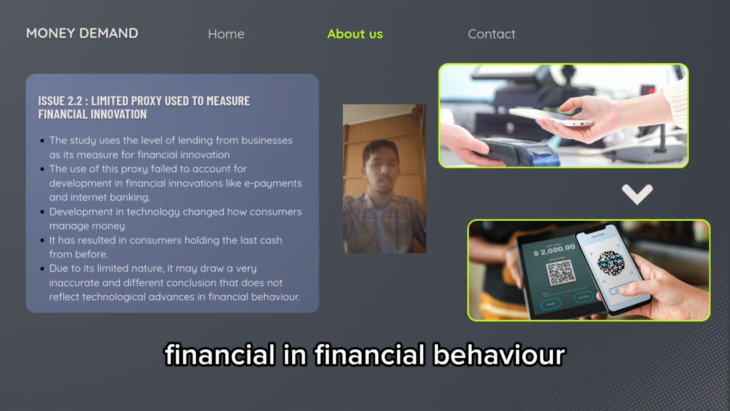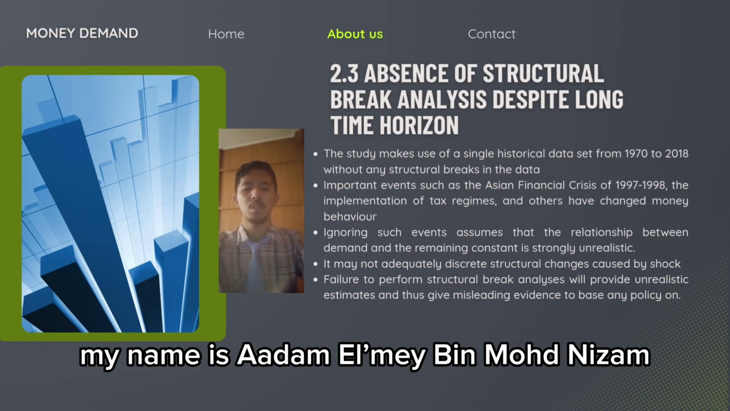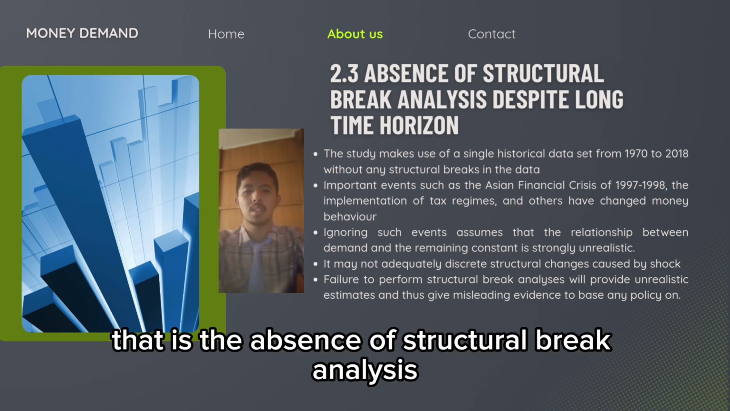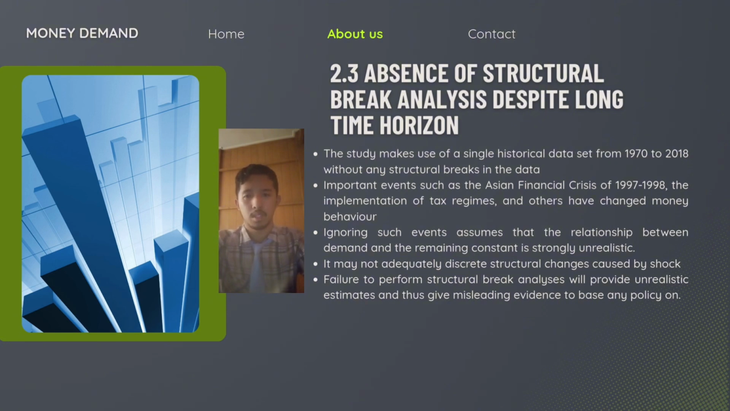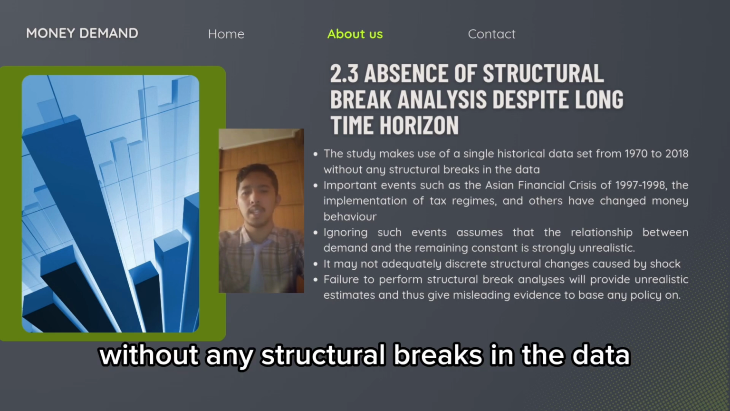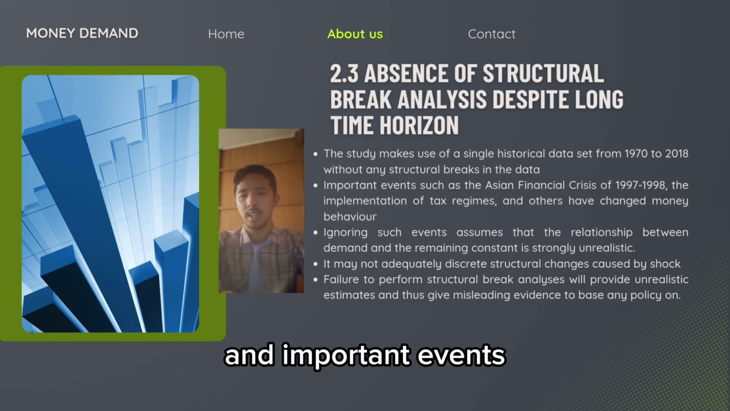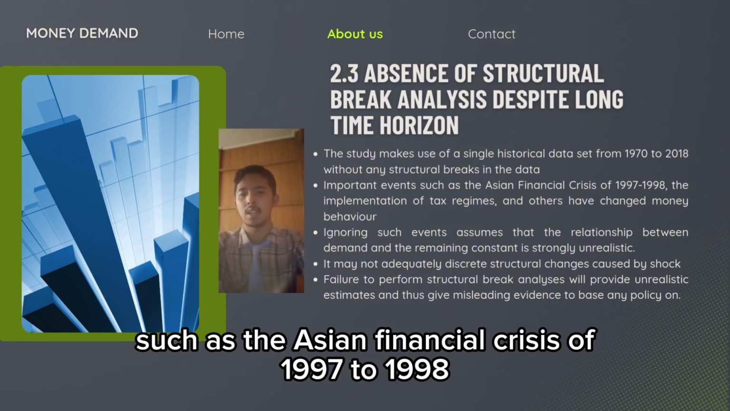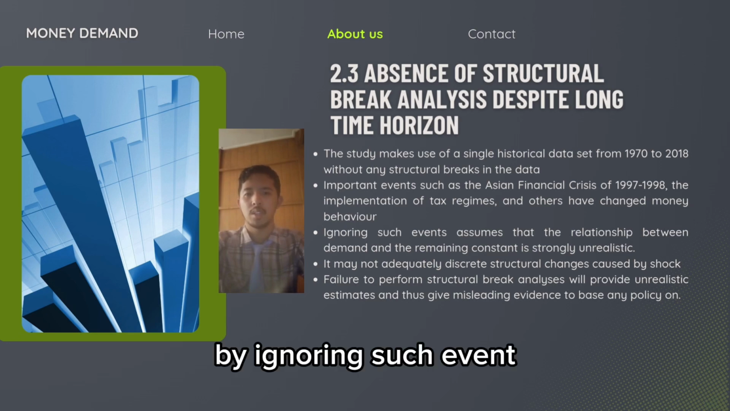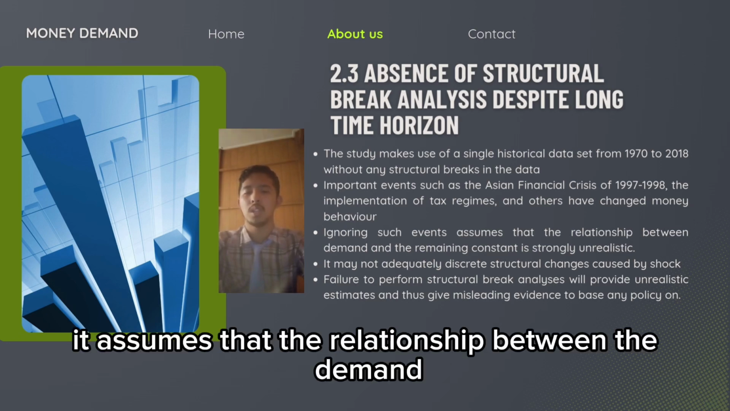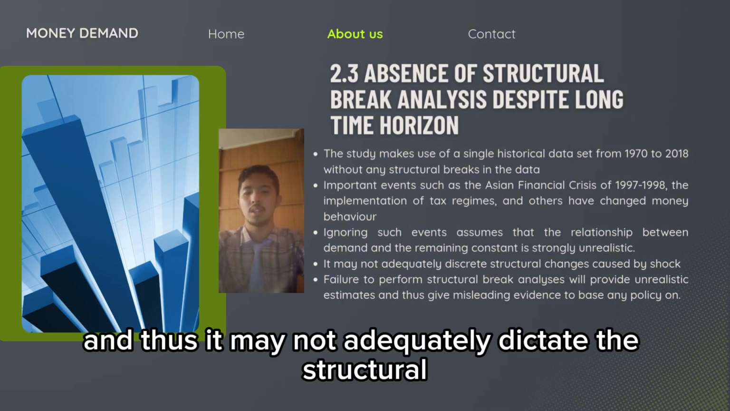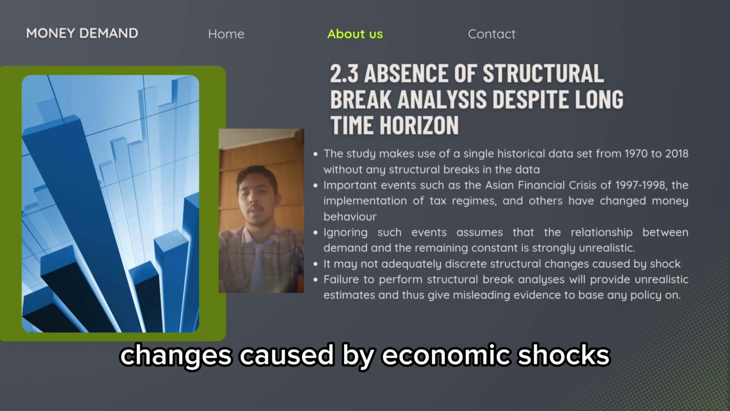My name is Muhammad, and I will continue with the third part of the issue, that is the absence of structural break analysis despite a long time horizon. The study makes use of a single historical data set from 1970 to 2018 without accounting for any structural breaks in the data, yet events such as the Asian financial crisis of 1997 to 1998, the implementation of different exchange rate regimes, and others have changed money behavior. By ignoring such events, it assumes that the relationship between the demand for money and its determinants remains constant, which is strongly unrealistic. Thus, it may not capture the structural changes caused by economic shocks.